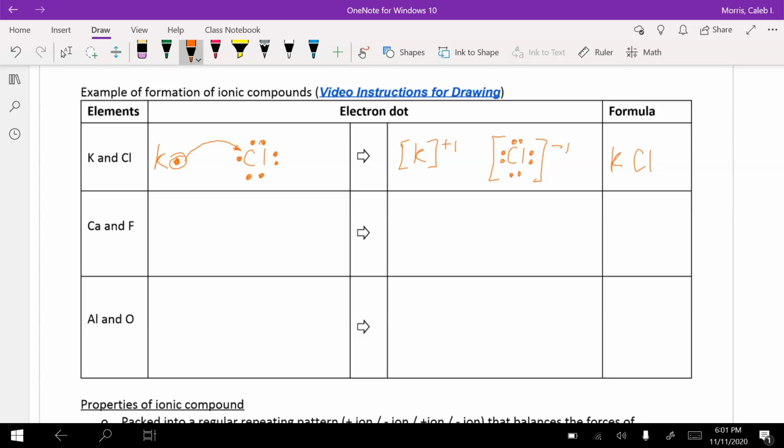CaF is going to be a little bit different, Ca and F. So I've got calcium, which has 2 dots. I'm going to draw them like this just to make it a little easier for us. And then fluorine is in group 17, so it has 7 dots.